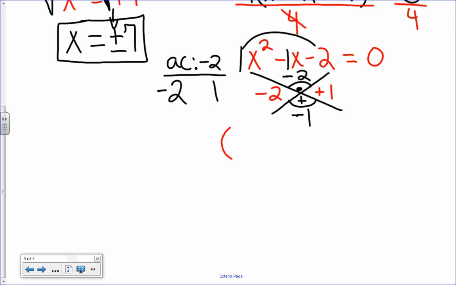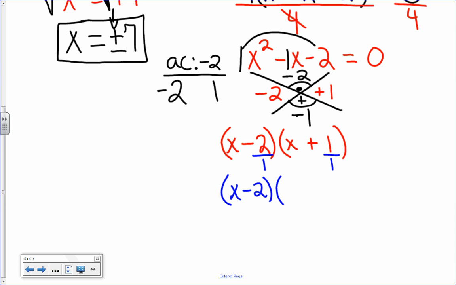And then we write our two factors in two parentheses. They start with x, and they end with the two factors we just found. After we write our factors in, remember we divide both of them by a, and a in this case is 1. Negative 2 divided by 1 is still negative 2. 1 divided by 1 is still 1.